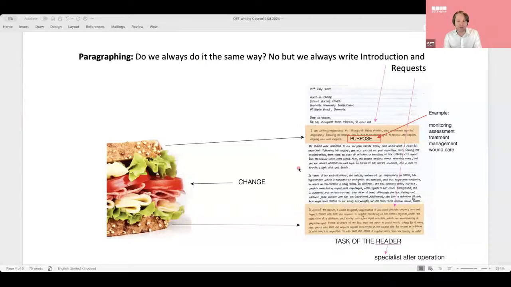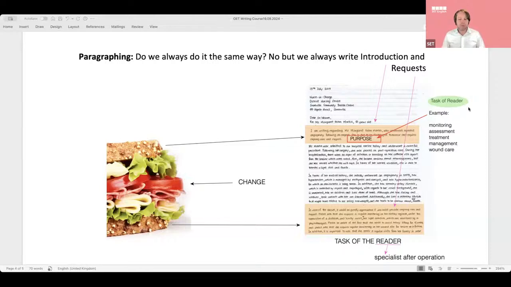In your sandwich, always introduction and always the purpose, okay? The purpose is the task of the reader. Does that make sense? The purpose is the task of the reader. And this is probably the most important thing. When you write your letter, you must get this correct. What is the reader doing next?